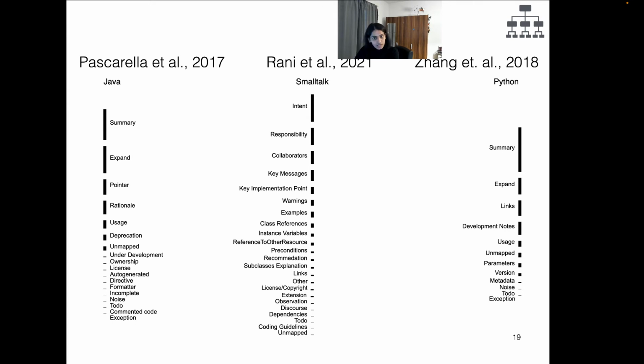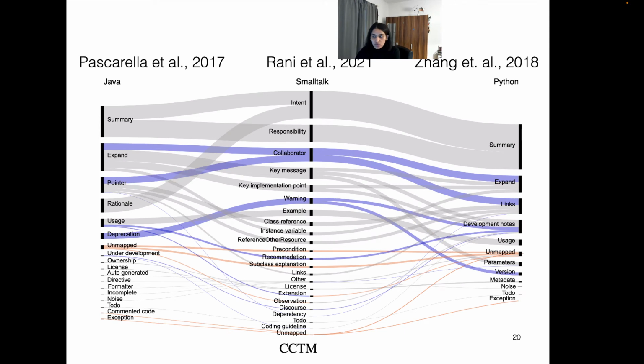Now we wanted to see how this information varies across languages, so we mapped them across the taxonomies and developed a CCTM taxonomy. Here we could see that developers write very similar kinds of information across languages. For example, summary is also present in Smalltalk, but it's called intent or responsibility.